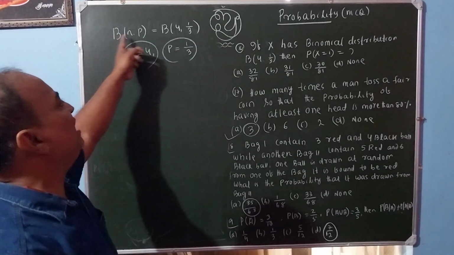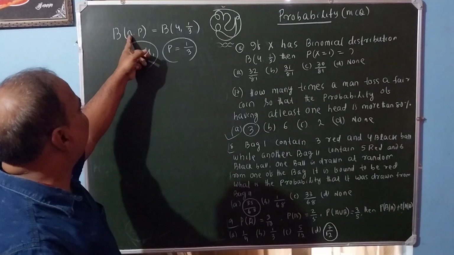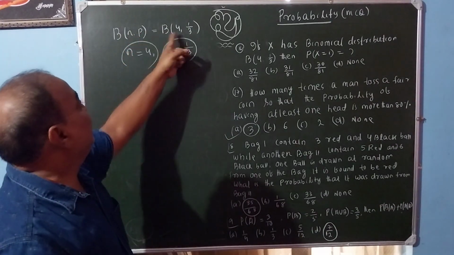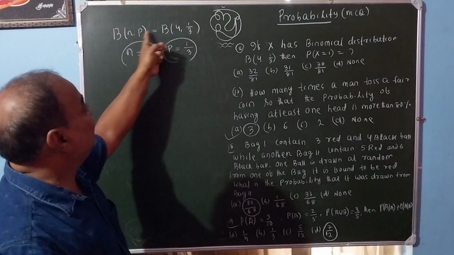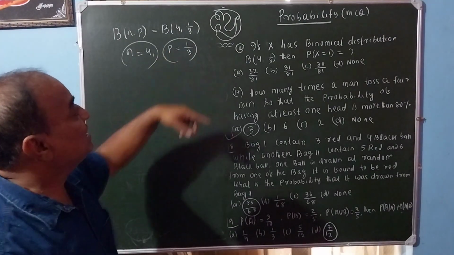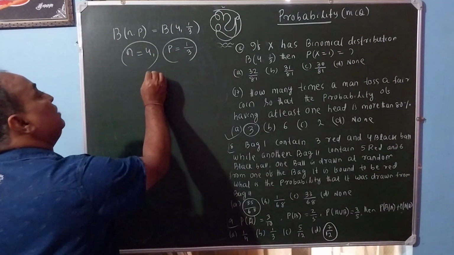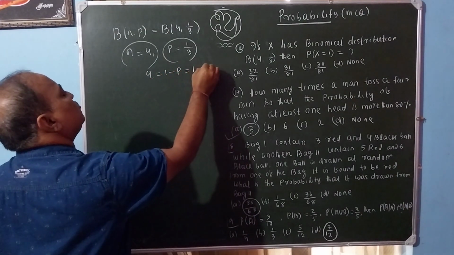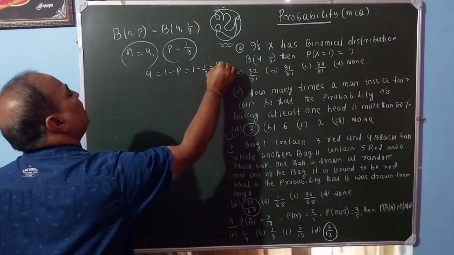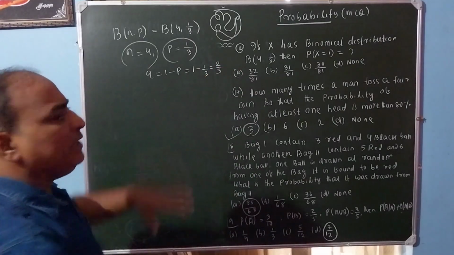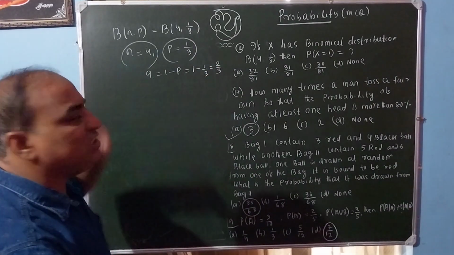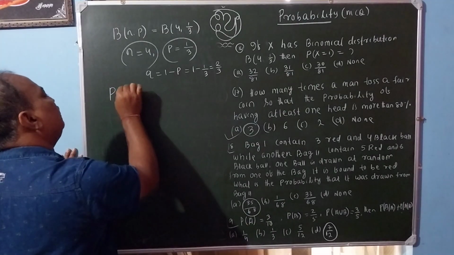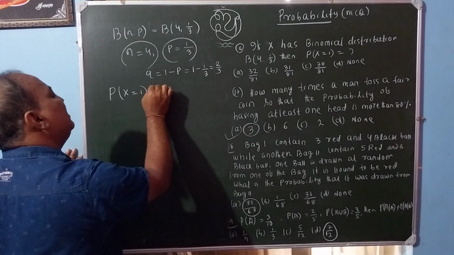Its meaning is like this. In B(n, p), binomial distribution, n means number of trials and p the probability of success. In place of n it is 4, and probability of success is 1 by 3. When p is 1 by 3, then q can be found out as 1 minus p, 1 minus 1 by 3, that is 2 by 3. P is coming out, q is coming out, n is also coming out. Our aim is to find out probability of X is equal to 1.